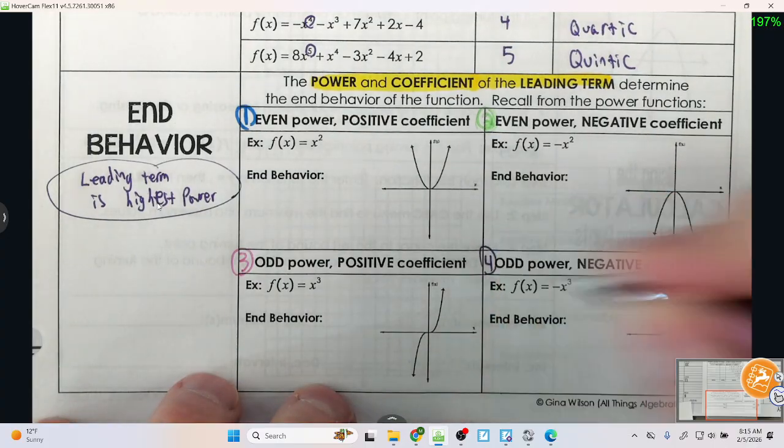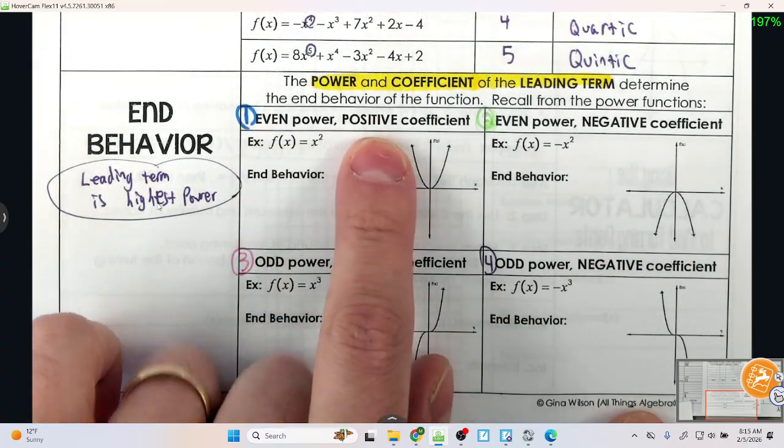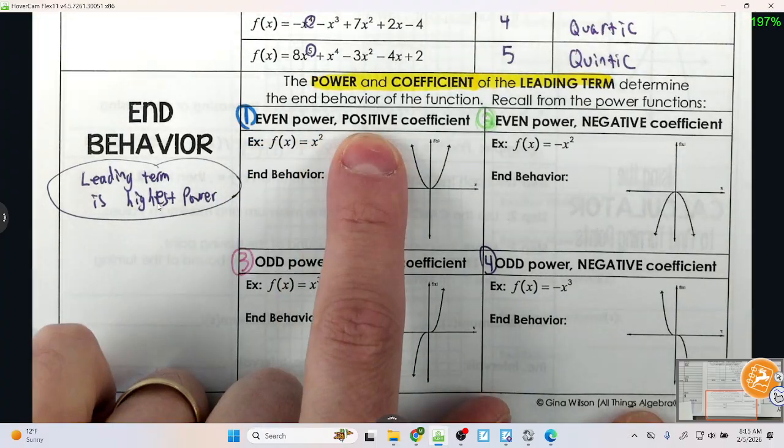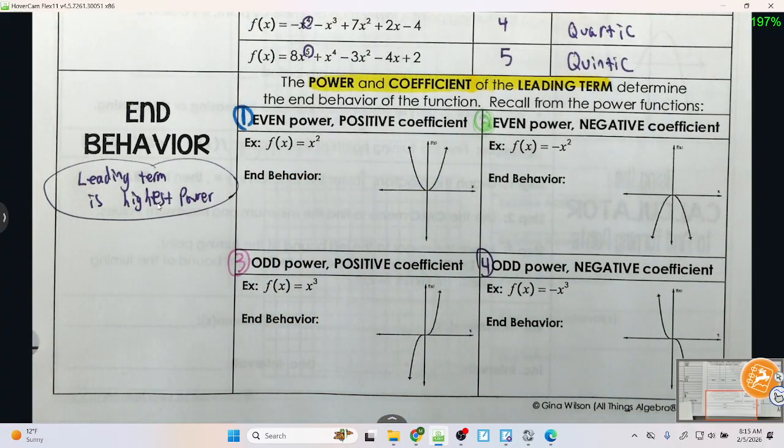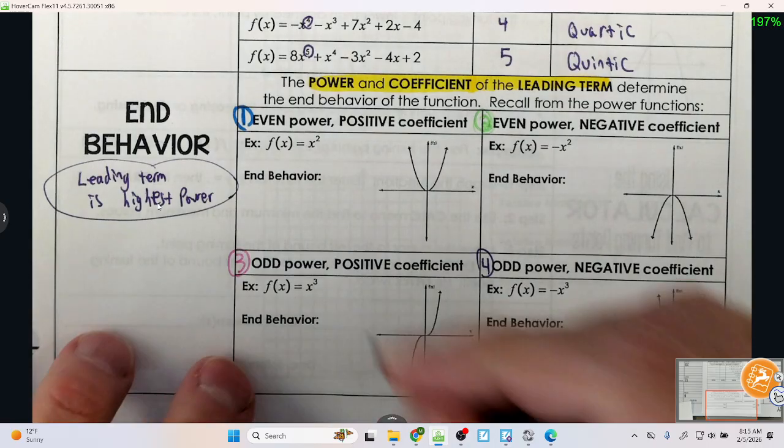Okay. So if you have an even power and a positive coefficient, it's just like a quadratic. It's going to go up. So we have to write out the end behavior in a specific way. I'm going to try to write it with pencil. Let's see how it goes.